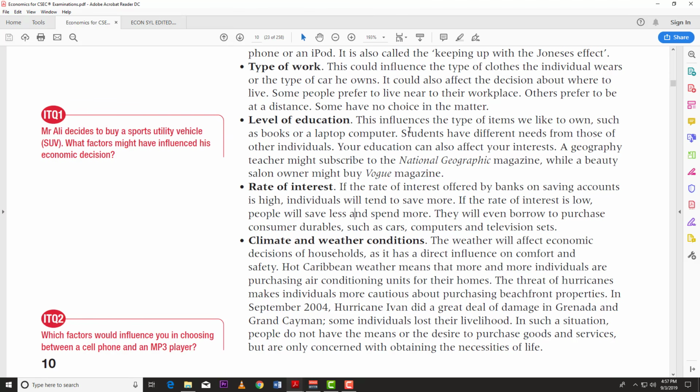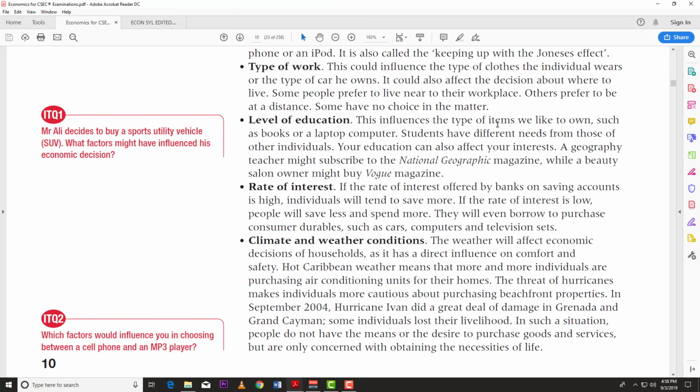Some people just dress the part. You might not be able to afford it, but because of your level of education, you think that I'm supposed to be sophisticated and all up in certain activities. So that can influence how you spend your money, what you spend your money on, where you live, that kind of thing. So what the book says, this could influence the type of clothes that the individual wears. Level of your education. This can influence the type of items we like to own, such as books or laptops or computers.